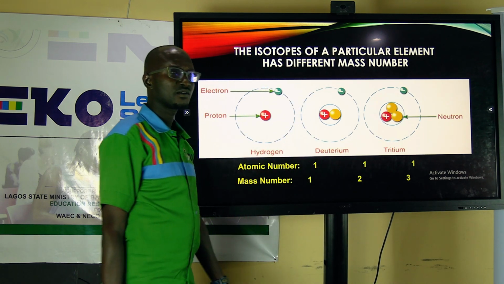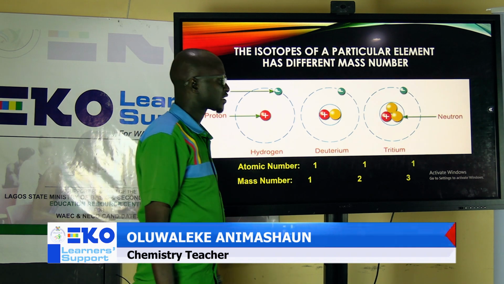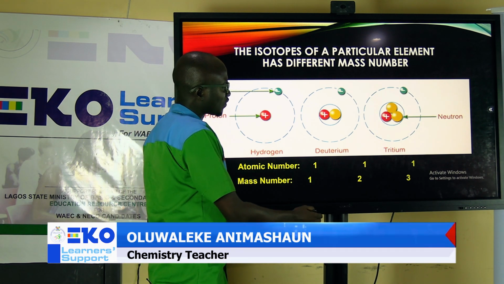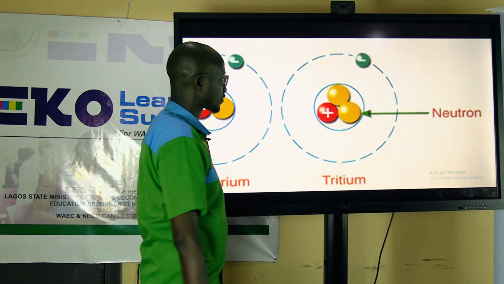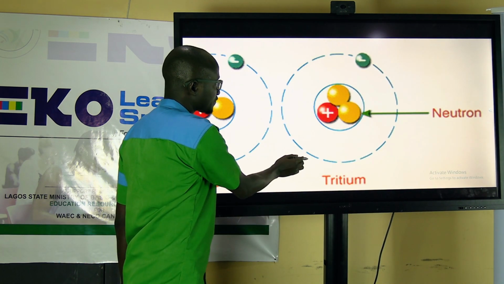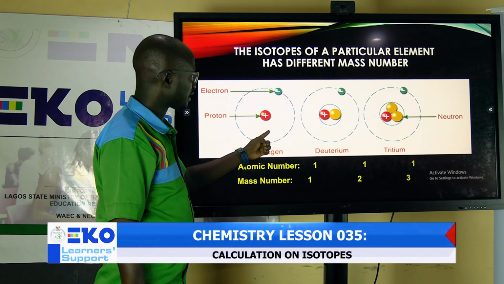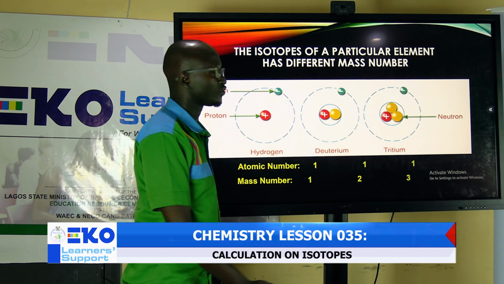You might ask, what causes the difference in the mass number? The difference in the mass number is actually caused by the difference in the number of neutrons. The difference in the number of what? Neutrons. That's what causes that difference. Here, there's no neutron. Here, you have 1 neutron. Here, you have 2 neutrons.